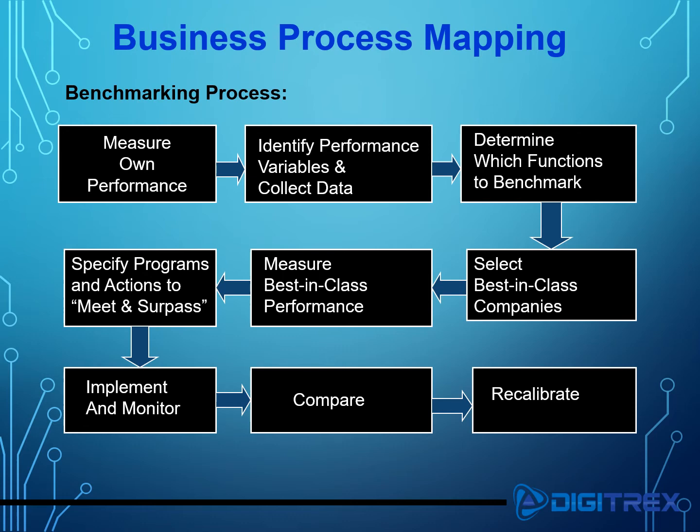You begin the process by measuring your own performance. You identify performance variables and collect the data. You determine which function to be benchmarked. You select best-in-class companies. You measure best-in-class performance. You specify programs and actions to meet or surpass. You implement and monitor. You compare and then recalibrate. This is the whole process of benchmarking to determine where you stand against the best in class or the best of breed for these functions or processes.